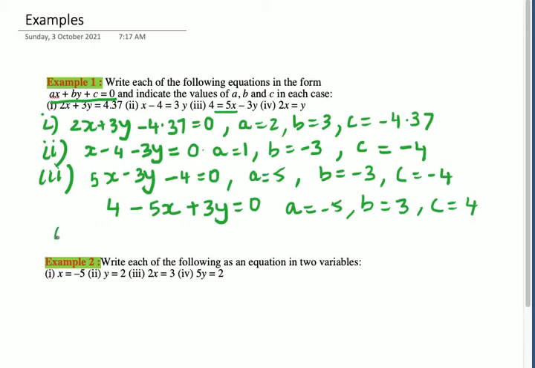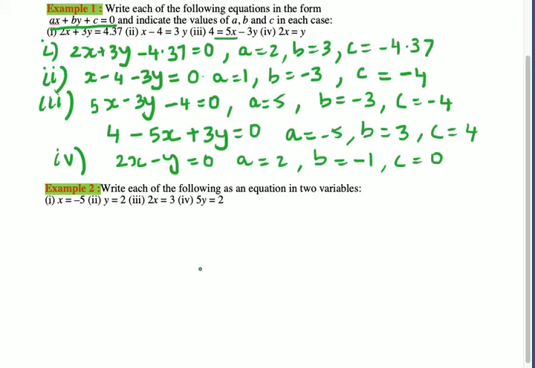And let's move to the fourth problem, 2x minus y equal to 0. So in this case, a is equal to 2, b is equal to minus 1 and c is equal to 0. So we have written the equations in ax plus by plus c form, and we have also put the values of a, b and c. Let's move on to the second problem.